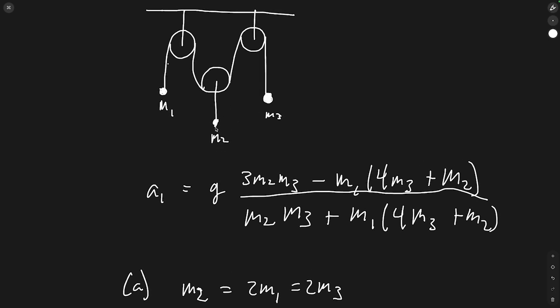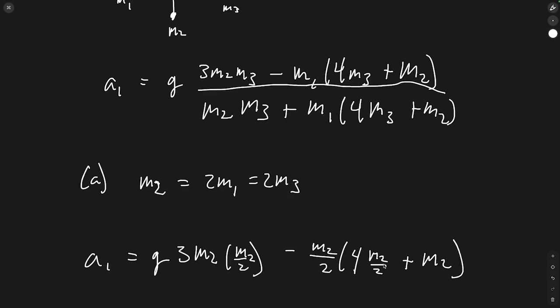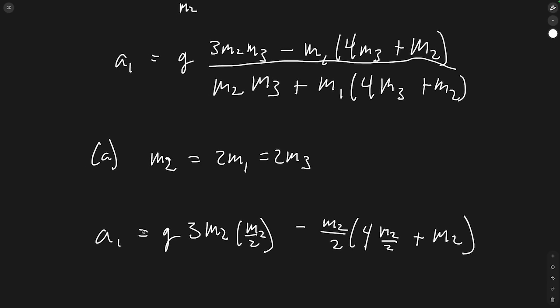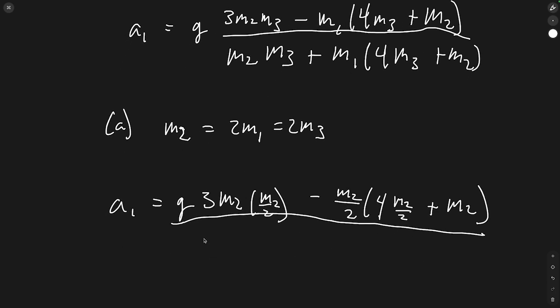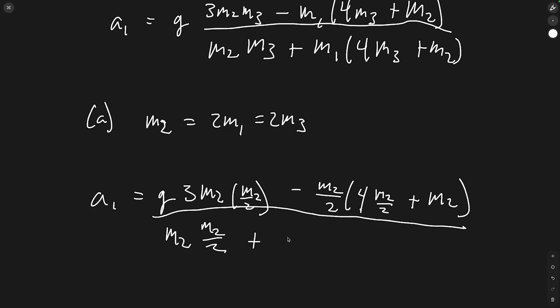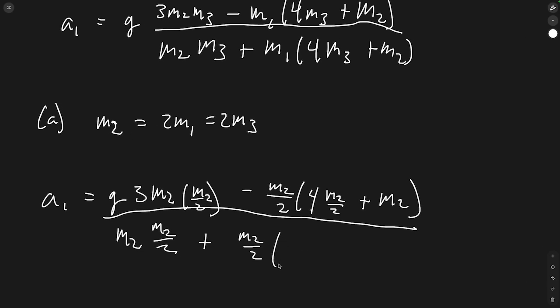So we want to know what would happen to the acceleration of m1. Is it going to go up, down? Just predicting conceptually, if this thing is so heavy, I think it would bring these two up, wouldn't it? So g, plus 2 m2, over m2 is still m2, and m3 is m2 over 2, and then plus m2 over 2 times 4 times m2 over 2 plus m2.